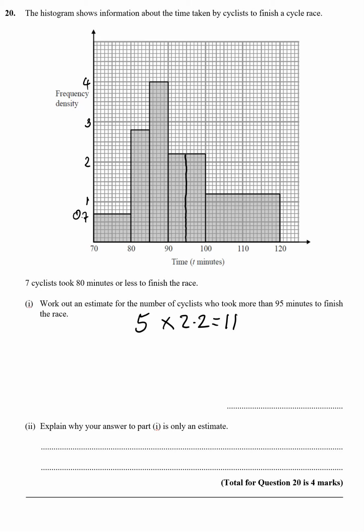And then we've got 20 times 1.2, so the area of this bar here. 20 times 1.2, which is 24. So actually we've got 35 in total.